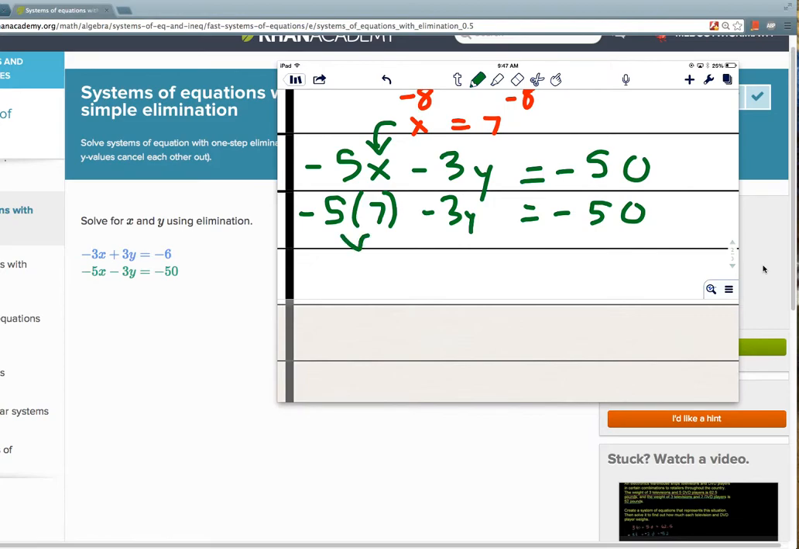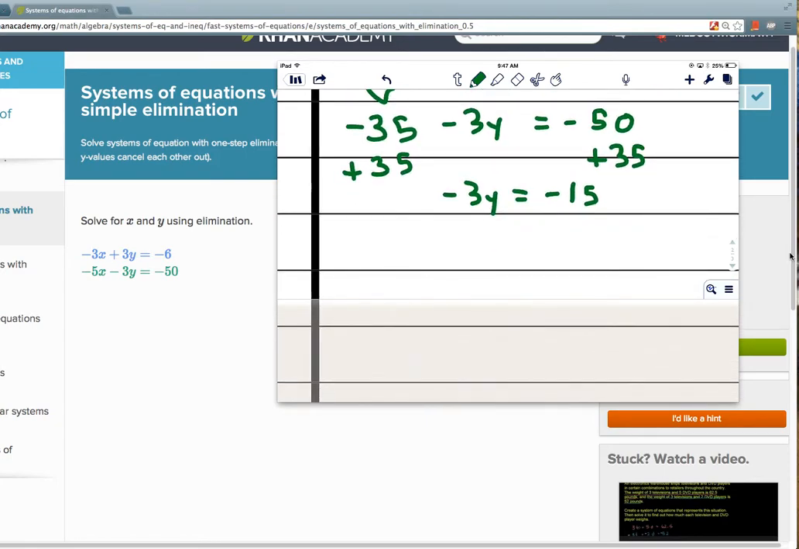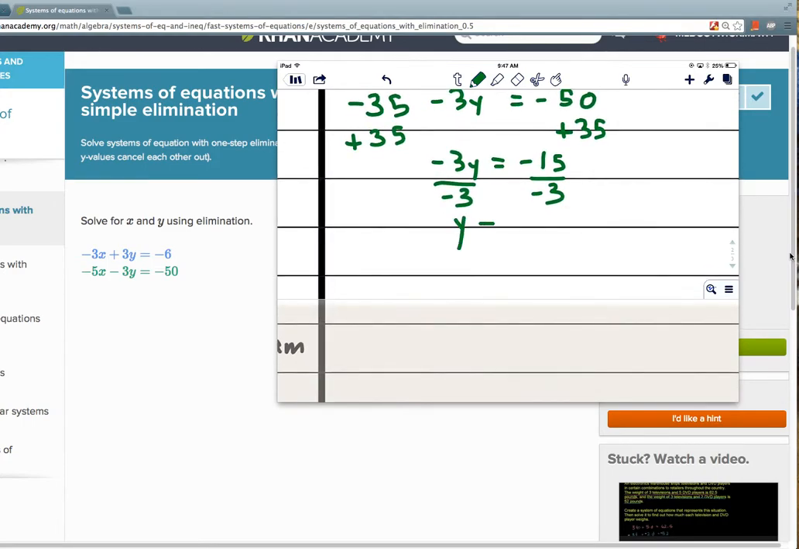And so I'll multiply and get negative 35 minus 3y equals negative 50. I'll add 35 because it's negative and I want to get rid of it. I'll end up with negative 3y equals negative 50 plus 35, which is negative 15. And then I'll divide by negative 3. And so y equals 5.